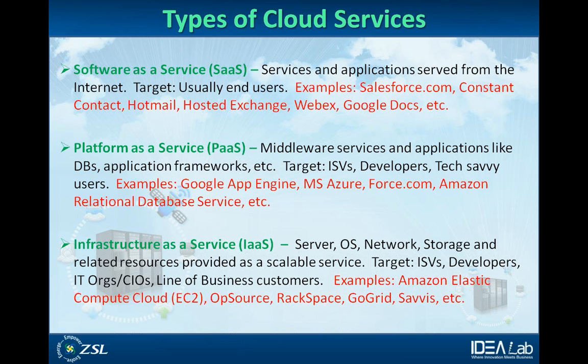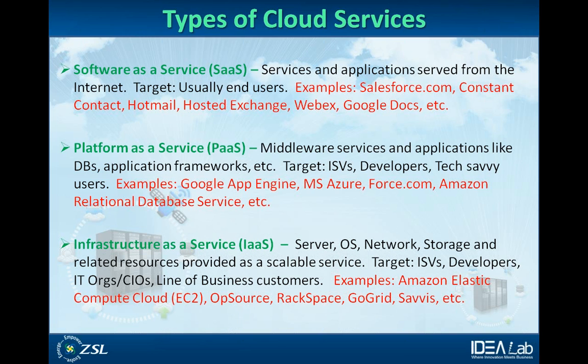The last type of cloud service that is out there and popular is infrastructure as a service. With infrastructure as a service, you get a virtual machine, a server. You get a choice of your operating system. They provide network and storage, and they combine all these services as a scalable platform. So again, it's targeted to ISVs, developers, IT organizations, and lines of business within large corporations.